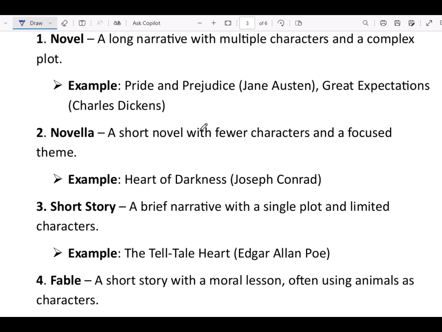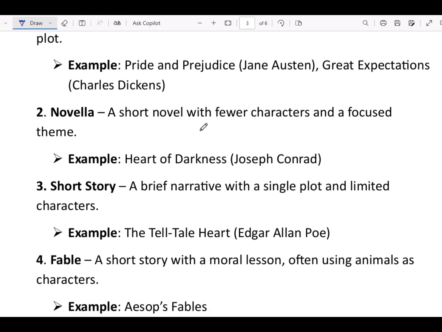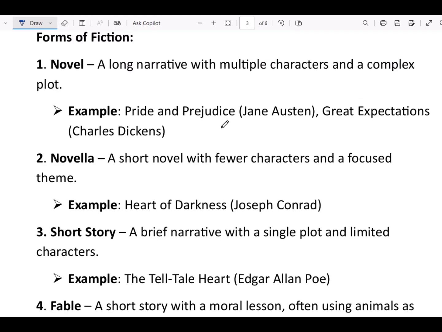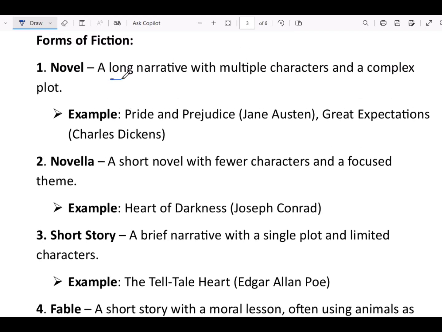Now there is the novella. A novella is the short form of the novel, a short novel with fewer characters and a focused theme. Because in a novel we see that it is a long narrative with multiple characters and a complex plot.